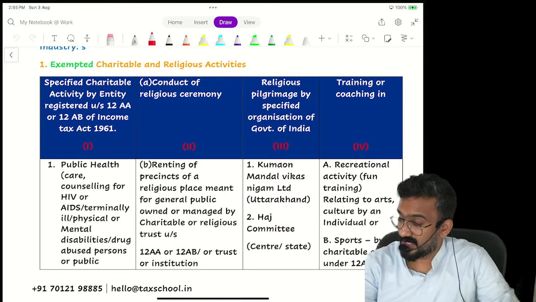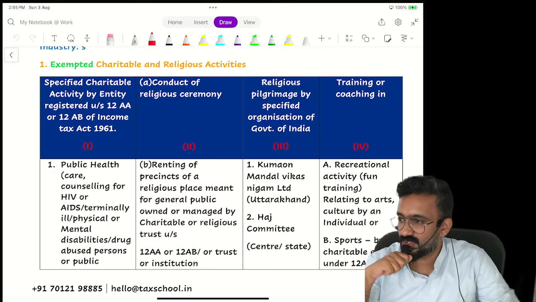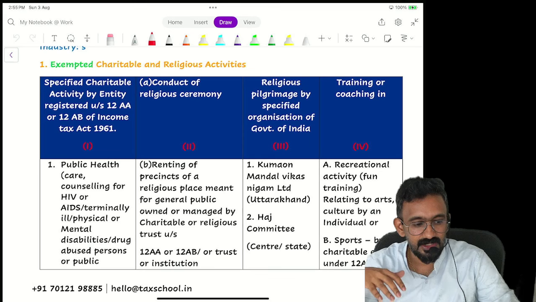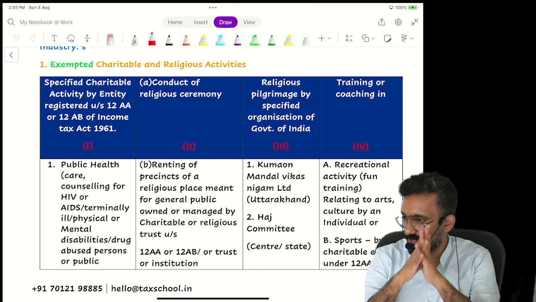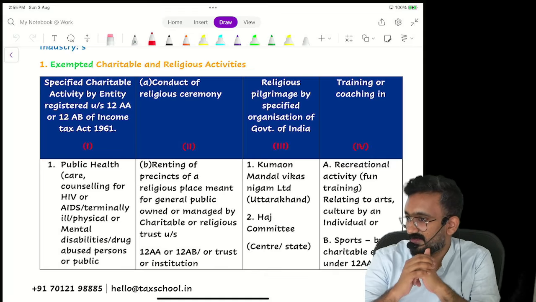Who's the specified person? Are all charitable entities coming under this list? No. Only those charitable entities which have taken what registration? Income tax registration under 12AA or 12AB. Now income tax checks whether they are really doing charity and then gives you this registration. They should come under that, and they should do specified charitable activity.